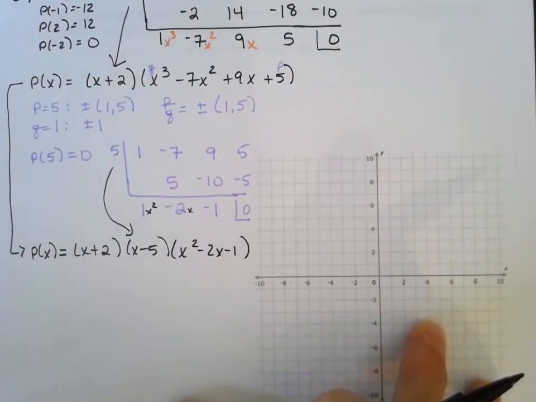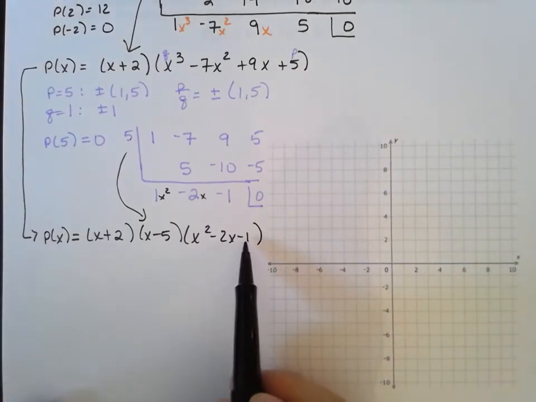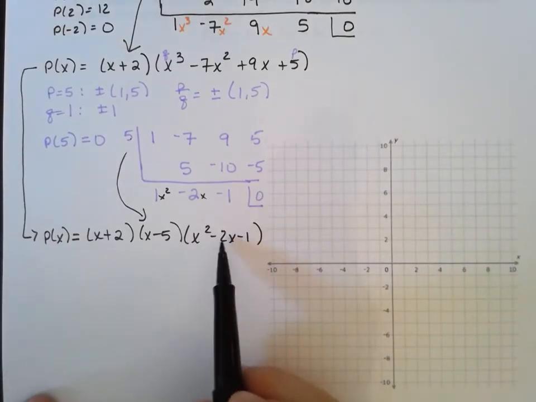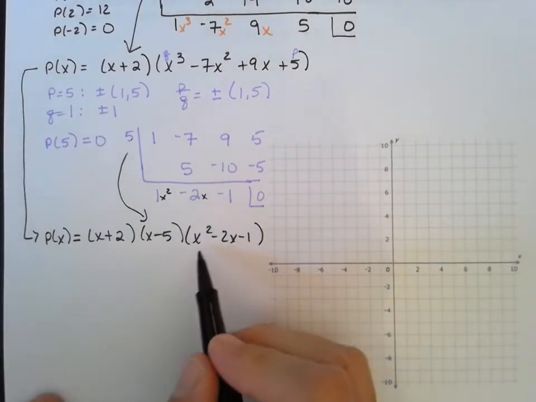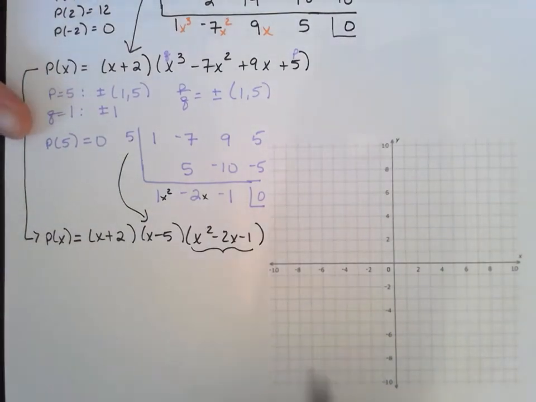Now, we see if this will factor. Are there factors of -1 that add up to -2? And there aren't any. In a case like that, you're going to have to use the quadratic formula to break this one down a little bit farther.